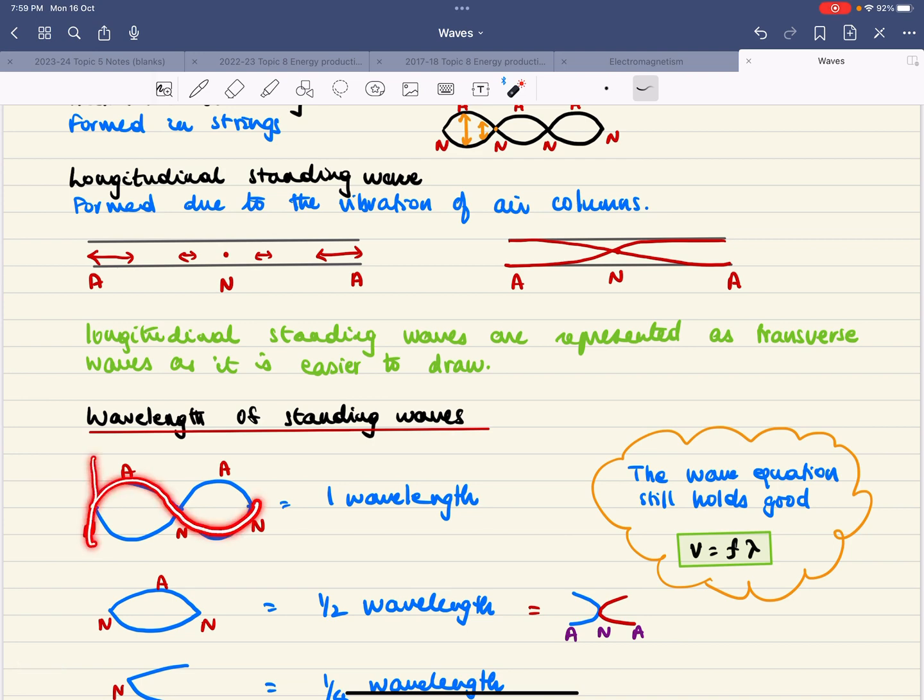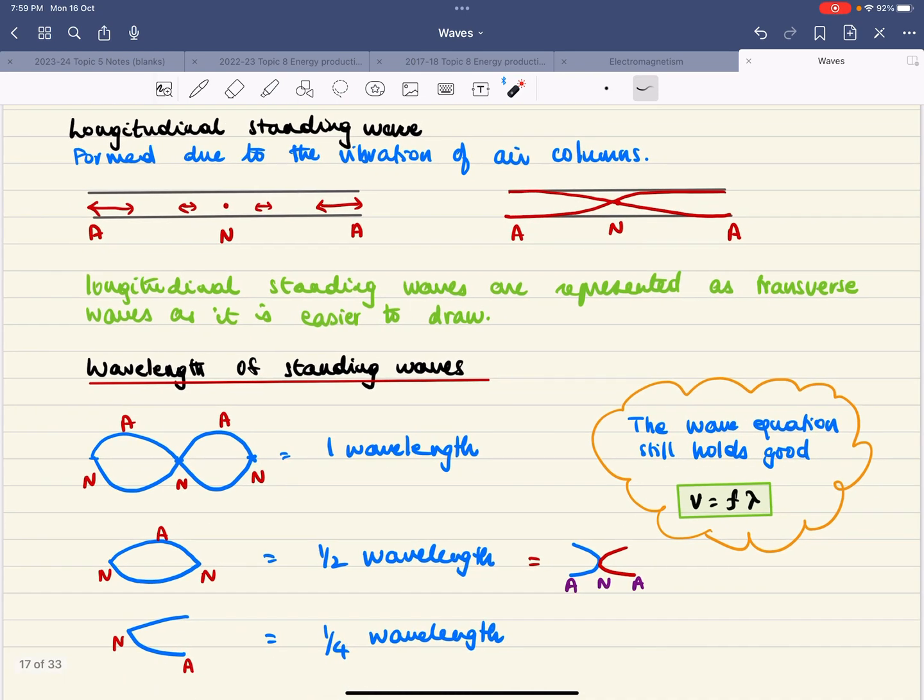Now, wavelength of standing waves. So that is one wave. A wavelength is from here to here, and so in one wavelength you've got 2 lots of antinodes and 3 lots of nodes in this particular one. Half a wavelength is just 1/2, and it can be this way, or this is a quarter wavelength, which is half of that. But if you've got 2 quarters back to back, you actually have a half wavelength here as well. The wave equation still holds good.